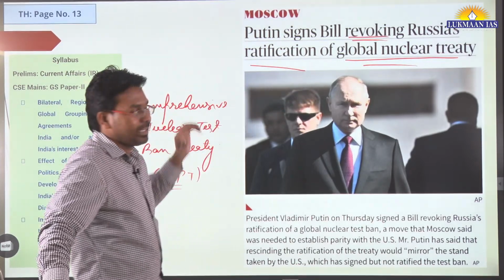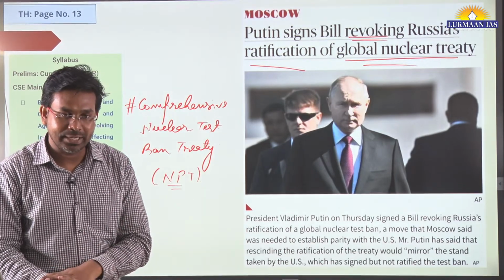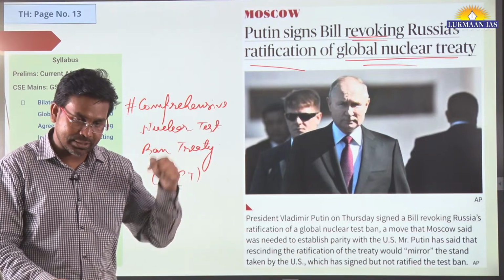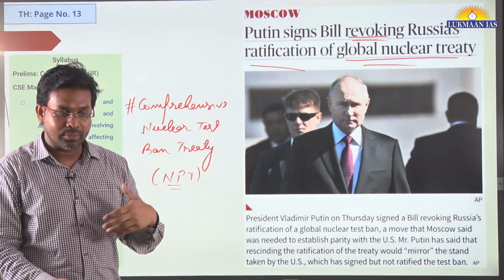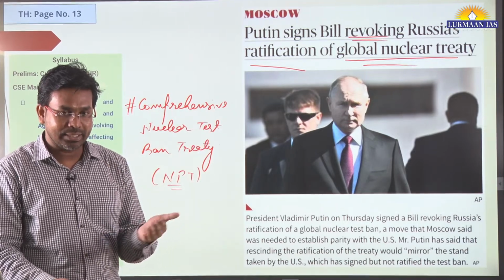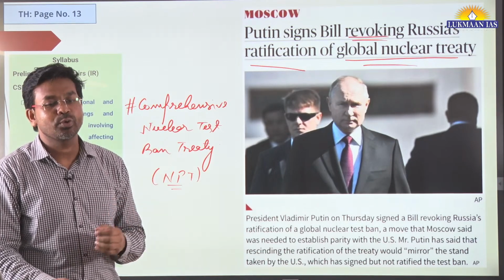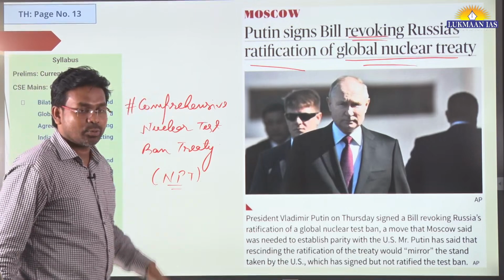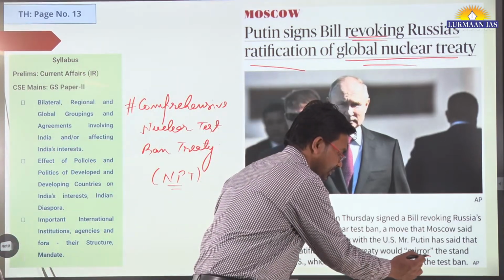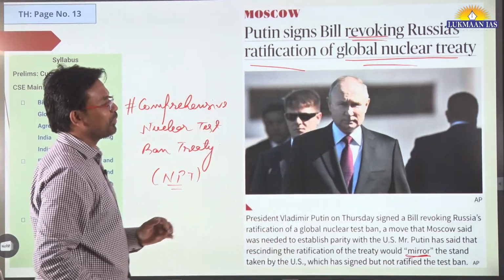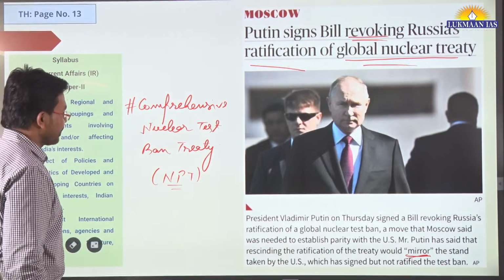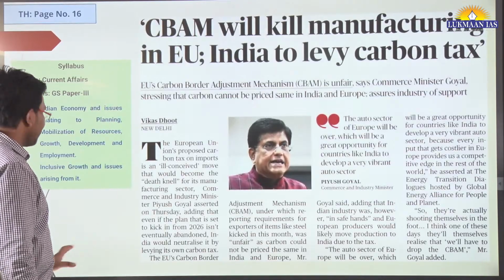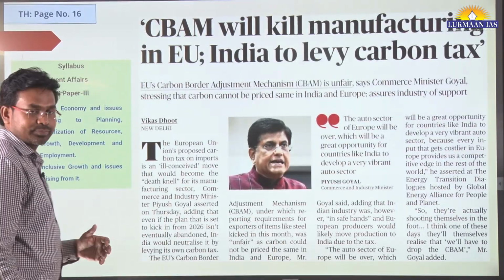Why have they revoked it? They have given one statement that we want to be equal to USA. Since USA has not signed or ratified, they are not bound by this particular treaty, and that's why we also don't want to bind ourselves to it. So they are going to mirror the USA. They have said they want to mirror the USA. This is the thing. So they have taken a unilateral decision related to this.